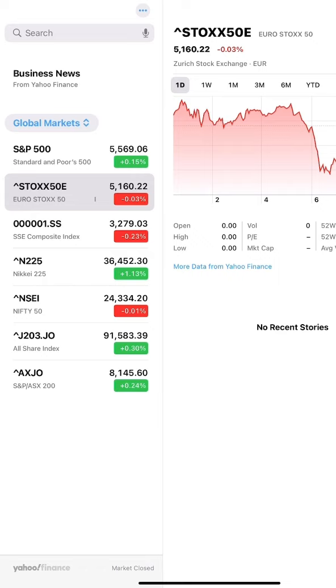The trend in Europe is slightly different from what we have seen in the US market. The European market has seen a drop of 0.03%. That is a slight drop compared to other major markets where we have seen a drop.